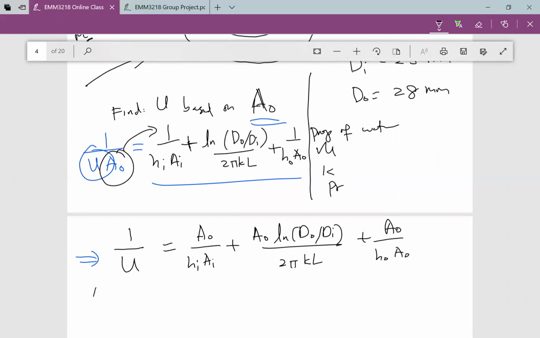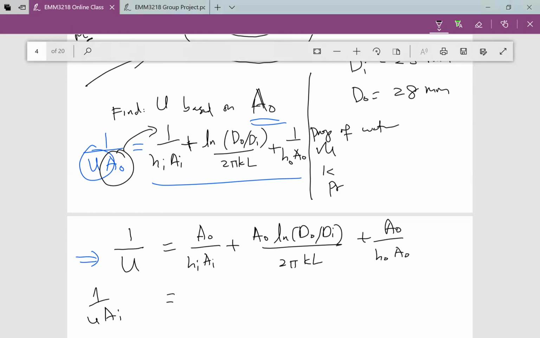If the question asks U based on inner diameter or inner surface area, it's the other way. You do 1 over U A inner. If the question doesn't say anything, it's just saying find the overall heat transfer coefficient, you have the freedom to choose which area your analysis is based on. But you have to mention that in your solution. You choose one and then you proceed with that condition. Is it clear?